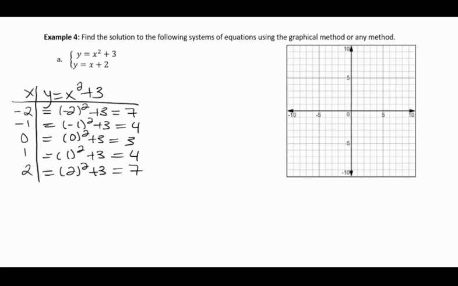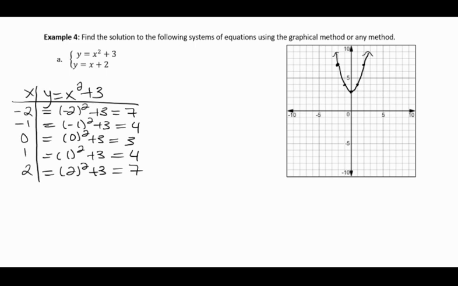Let's go ahead and plug in our points in the Cartesian plane and then graph our function. So we have -2 comma 7, that's right here. And then we have -1 comma 4. We have 0 comma 3, 1, 2, 3, 0 comma 3 right here. 1 comma 4 right here. And 2 comma 7 over here. Now this is a quadratic function. Remember, this is going to look like a parabola. So let's go ahead and connect our dots.